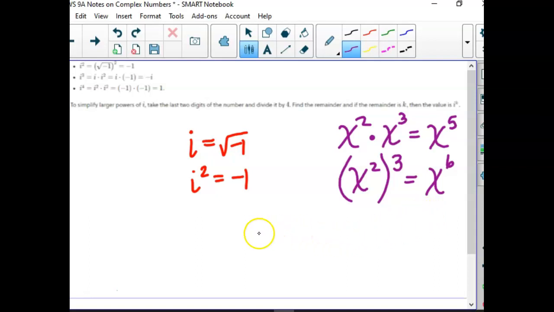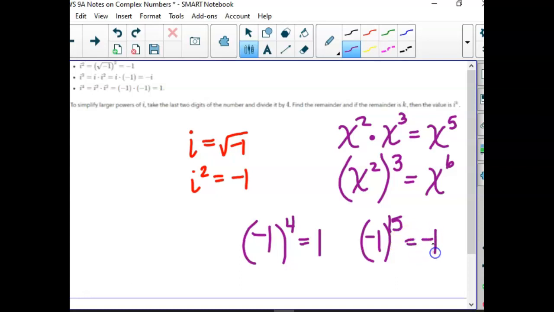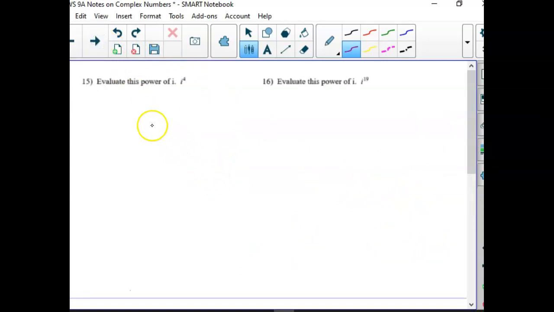Then I need you to review this idea. A -1 to an even power would become positive, right? And a -1 to an odd power, like 15, every two of them would become a +1. So when you multiplied by that last -1 that was odd, you'd end up with a -1. Everybody okay? All right. We're going to use all those ideas to figure out this.